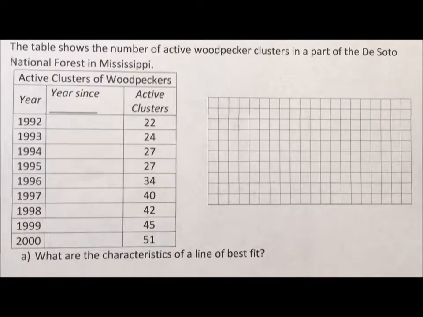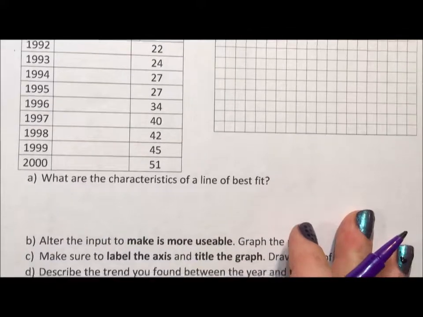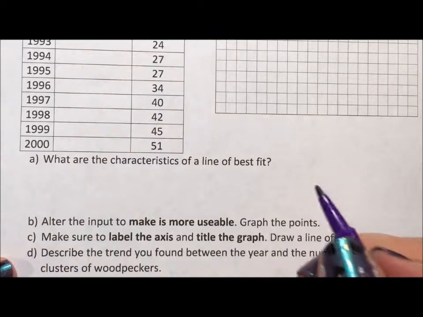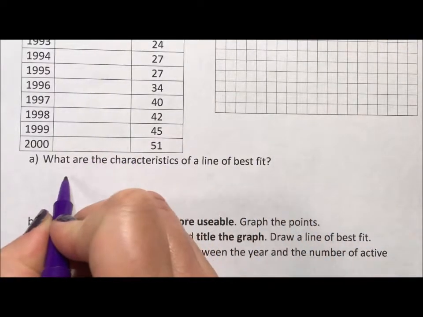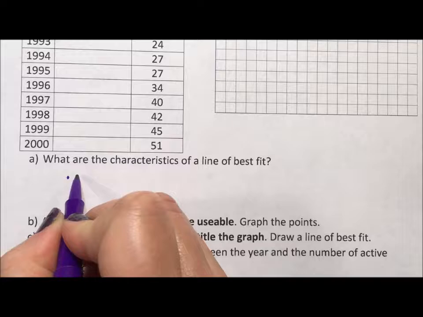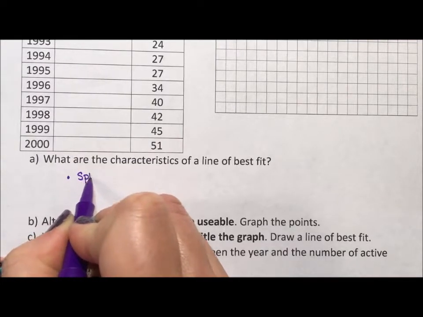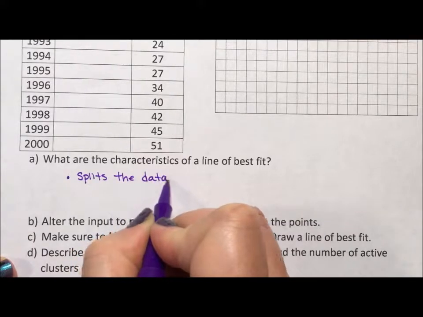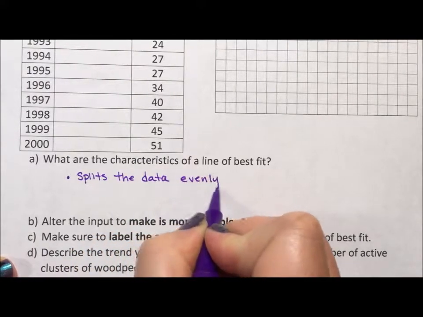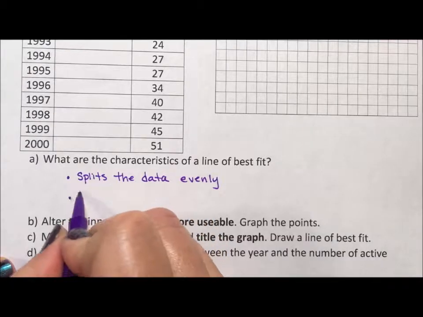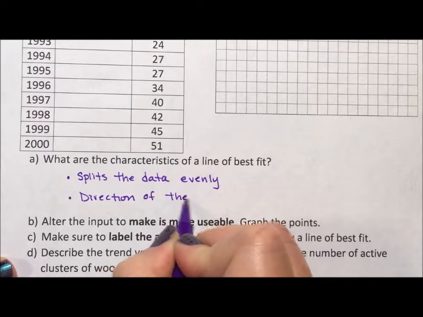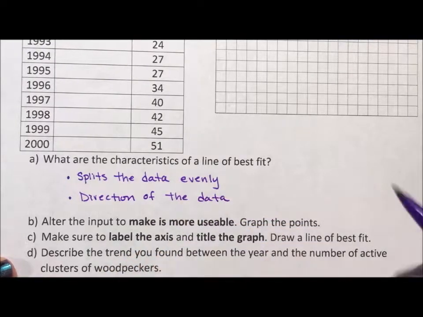So the first thing I'm going to ask before we even get into graphing is, what are the characteristics of a line of best fit? Because I find that this gets to be confusing. Really, there are two. The first one is that the line splits the data, and it splits the data evenly. The second is that it goes in the direction of the data. This is also very important. Once we get our scatter plot, I'll talk about this a little bit more.